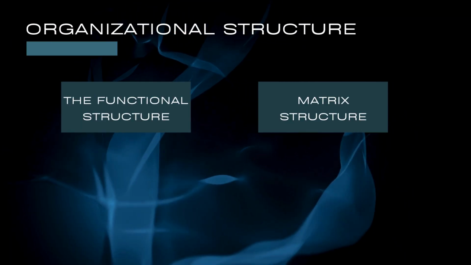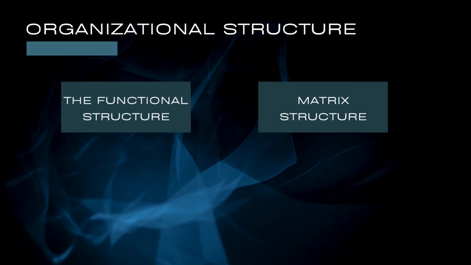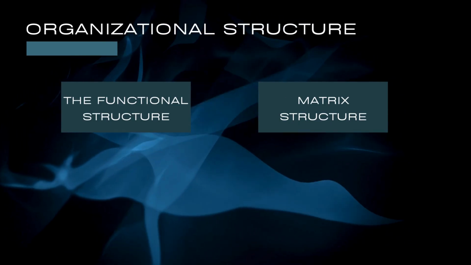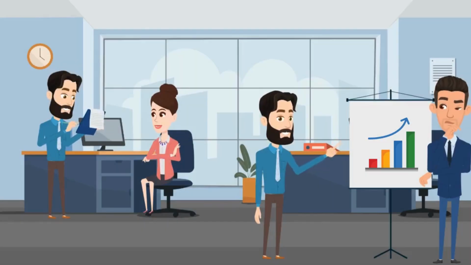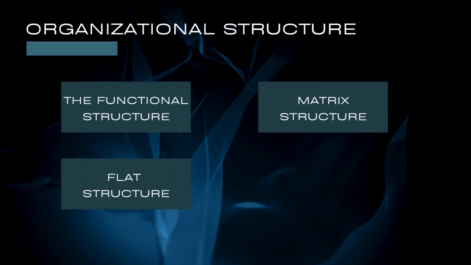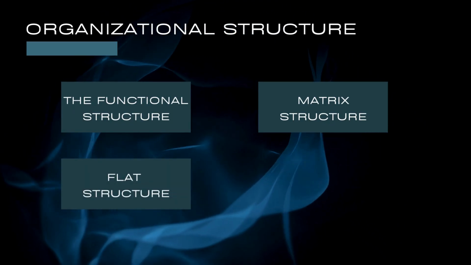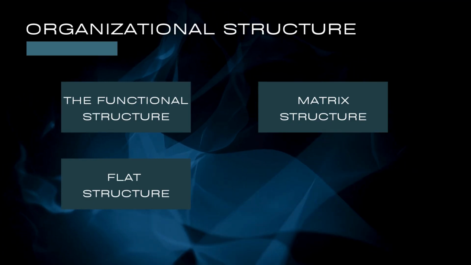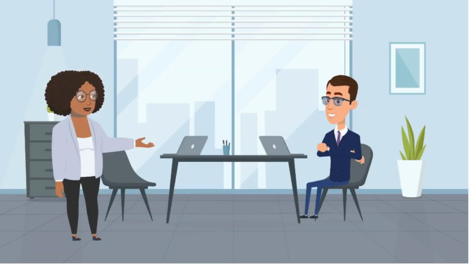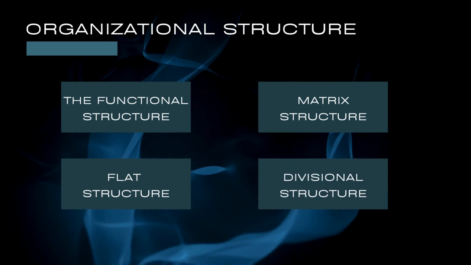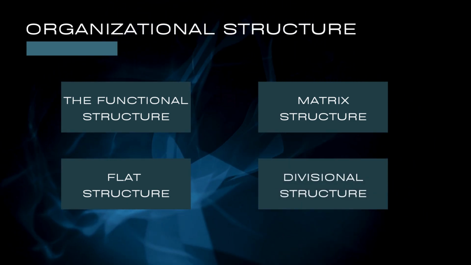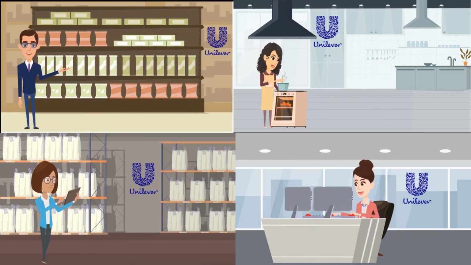Matrix structure is where employees report to multiple managers, functional and project-based. Example, a tech company where IT staff also work on customer projects. Flat structure has fewer management levels and flexible decision making. Example, startups for quick decision making. Divisional structure is structured by product lines, regions, or markets. Example, Unilever has several divisions for personal care, food, and home care.